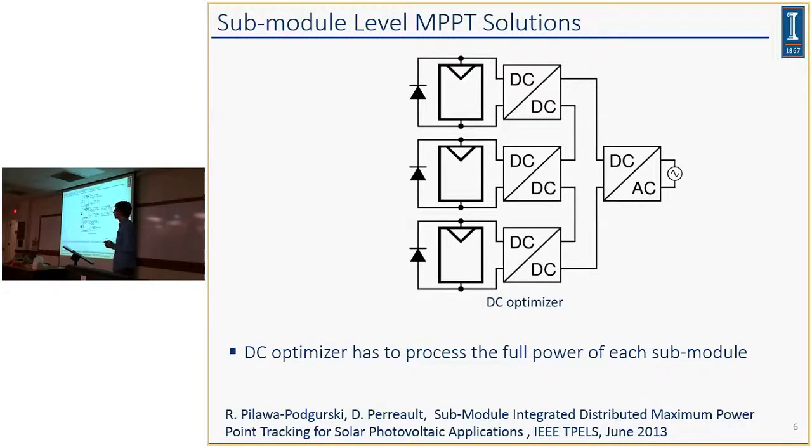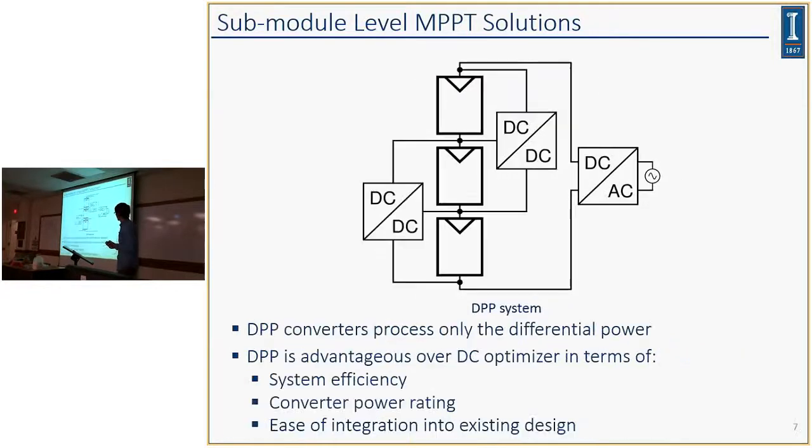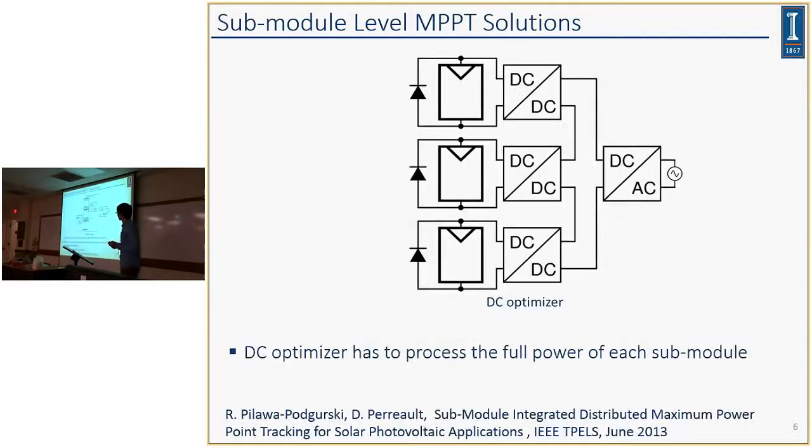But the problem with DC optimizer is that each DC optimizer has to process the full power of each submodule. So it will have a relatively high power rating requirement, and it will actually limit the system efficiency. And we'll show an example later.